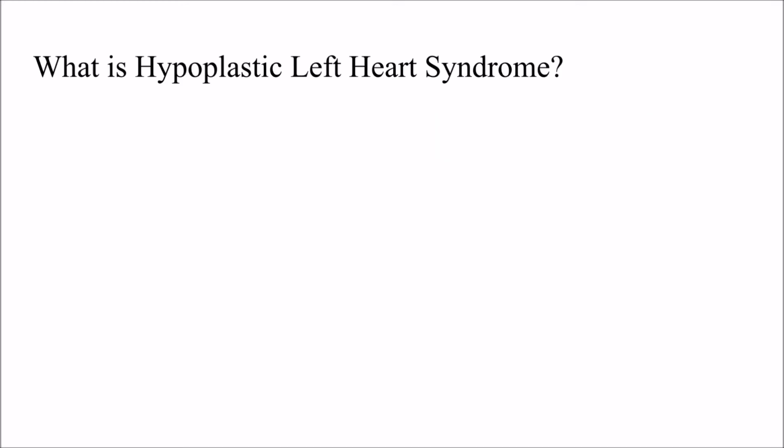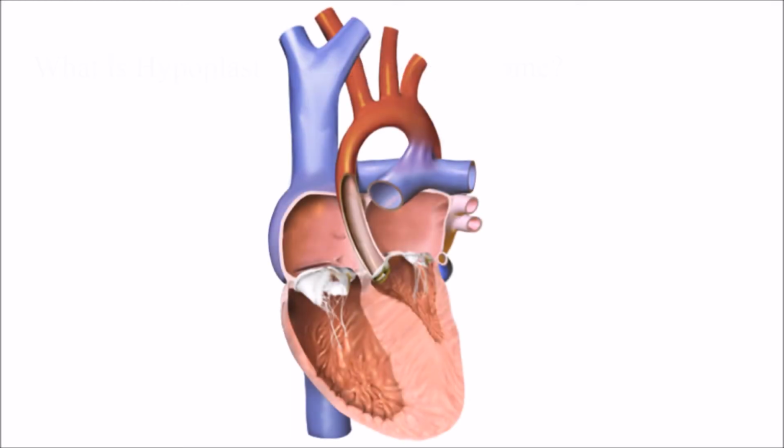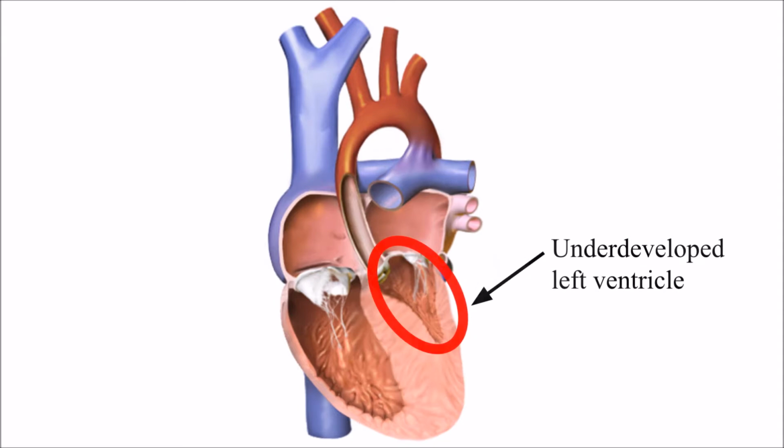What is hypoplastic left heart syndrome? It's the most common form of congenital malformation, and it is characterized by the abnormal development of the left ventricle, which is circled here. This leads to decreased blood flow out of the aorta, which supplies the body with blood. The result is that newborns often do not survive more than a few days.